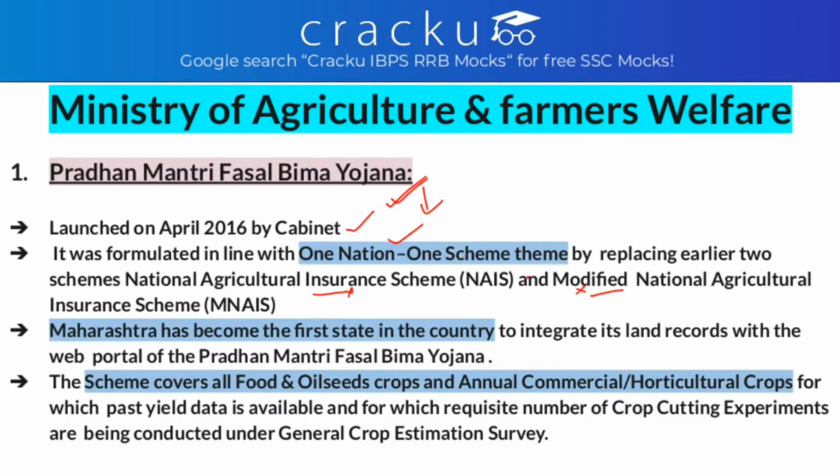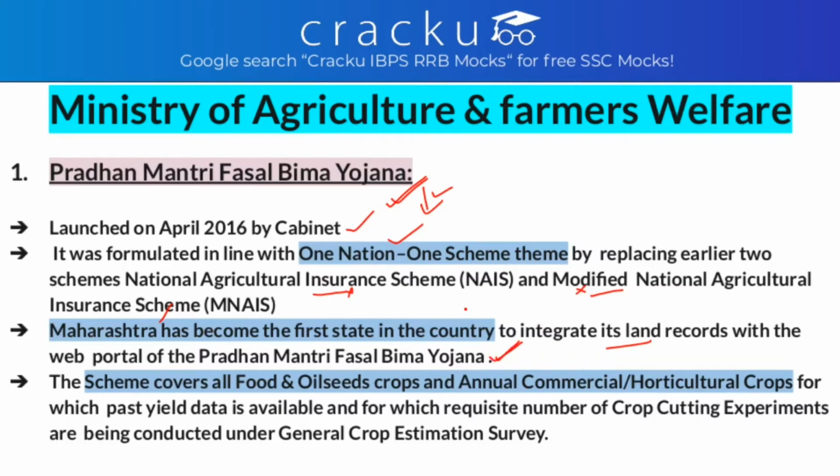Which is the first state to integrate its land record with this scheme, Pradhan Mantri Fasal Bima Yojana? The first state is Maharashtra. Maharashtra has become the first state in the country to integrate its land record with the web portal of the Pradhan Mantri Fasal Bima Yojana.